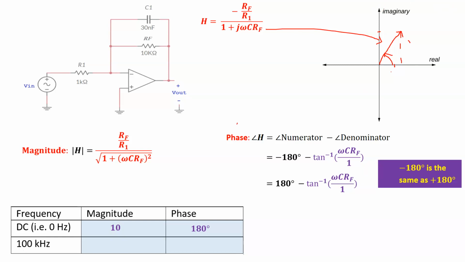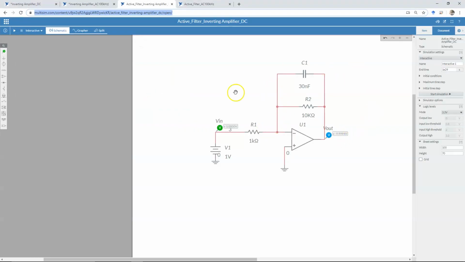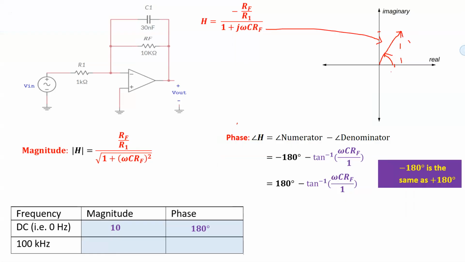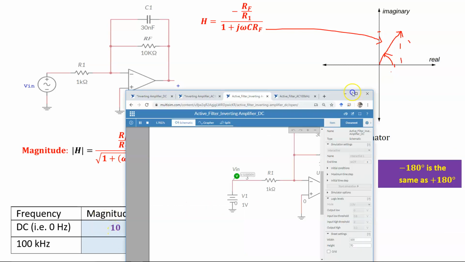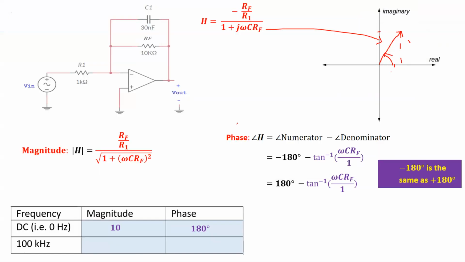So let's see if that's actually correct. Here's my DC circuit built. I'm going to run this simulation. And what I see is that my input is 1. My output is still minus 10. We're close to minus 10. So what we're seeing is that the magnitude is still 10 and the phase difference is 180. How do we know the phase difference is 180? Well, because the output voltage is minus 10. That's how we know that the output voltage has a phase of 180 degrees. So we verified the DC one.